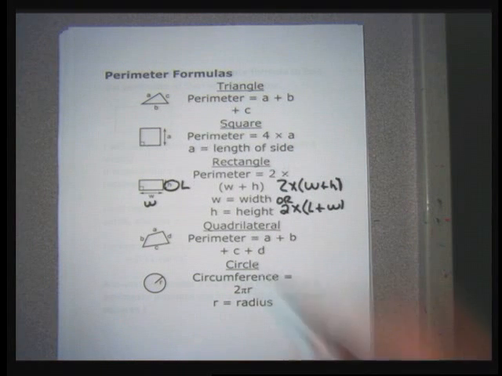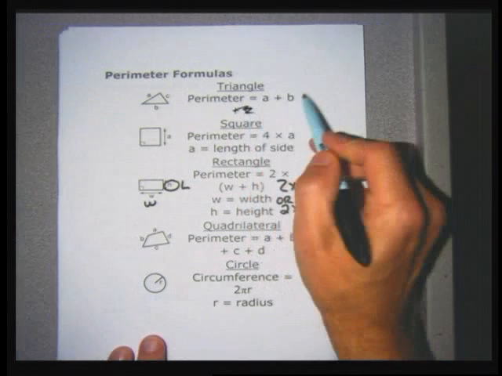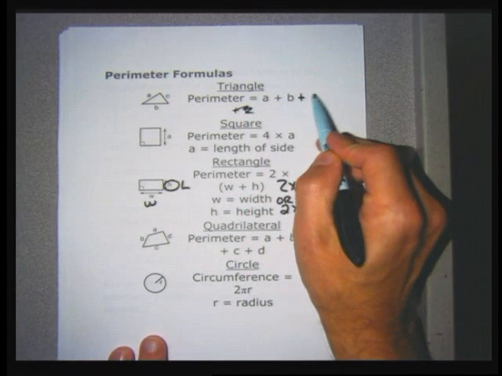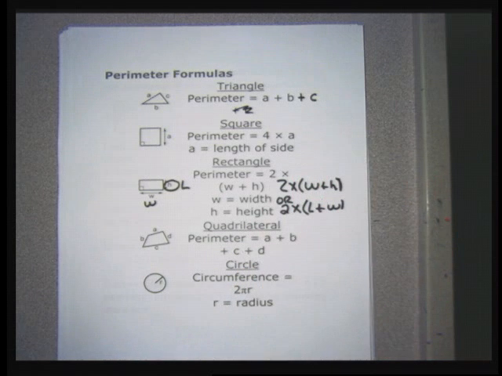So here are just some basic perimeter formulas. For a triangle, in the last section we worked with right triangles. For the perimeter of a triangle, it doesn't matter whether it's a right triangle or a non-right triangle. Whatever the lengths of the sides are, you'll add them up to get the perimeter.